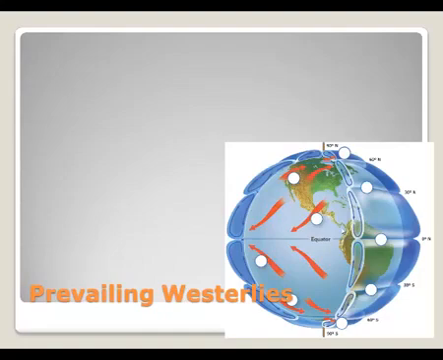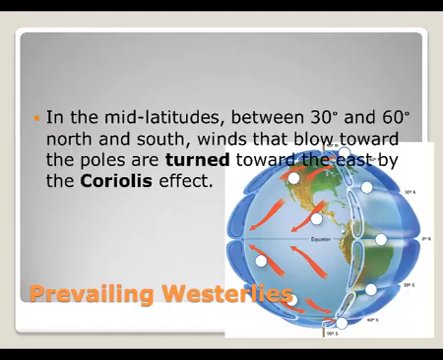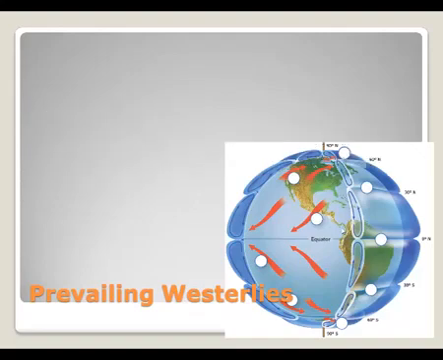The prevailing westerlies. We live in the prevailing westerlies. They blow from west to east, away from the horse latitudes. In the mid-latitudes, between 30 degrees and 60 degrees north and south, is where we find them. These winds are deflected to the east, so the wind comes from the west due to Coriolis.